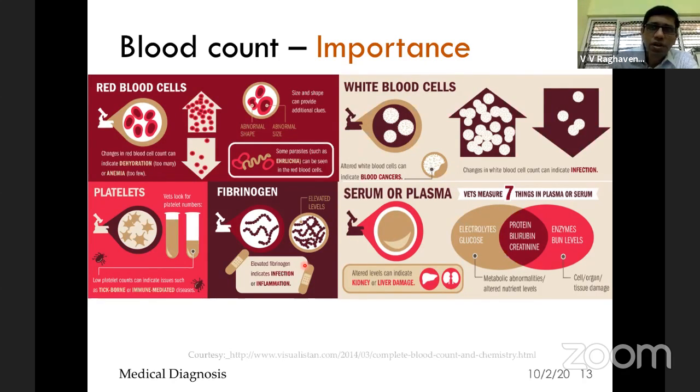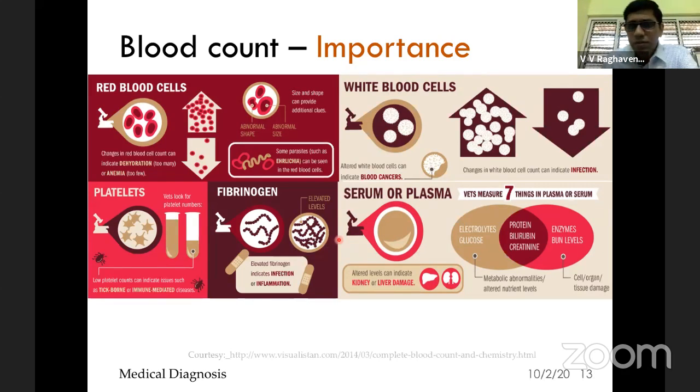For example, if the RBCs are low in number, there is not enough oxygen supplied to the tissue. If the white blood cells are high in a particular sample, that means there is some kind of infection, right? So you typically know what the condition is. For example, platelets are important. If a person is having dengue, the platelet count should not drop. So that becomes quite important. Fibrinogen is one of the big proteins present in the blood.